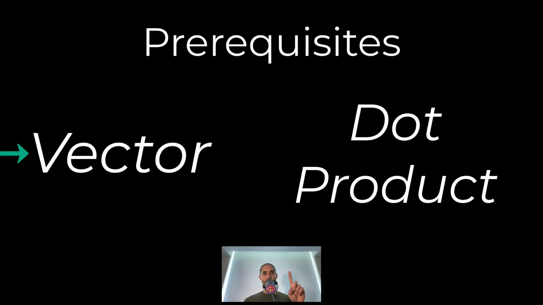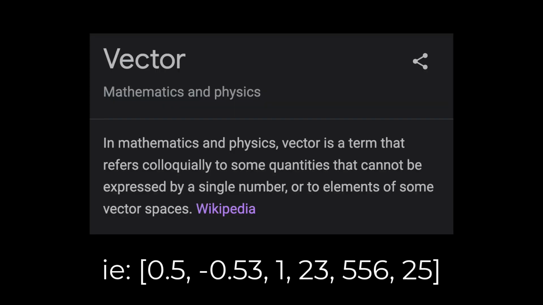There are only 2 things you need to understand in order to follow along with this video. The first thing is you need to understand what a vector is. The second thing is you need to understand what a dot product is. A vector is a multi-dimensional value. This is in contrast to a one-dimensional value, which is sometimes referred to as a scalar.